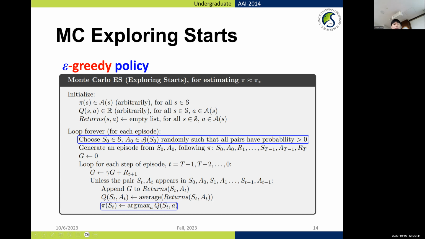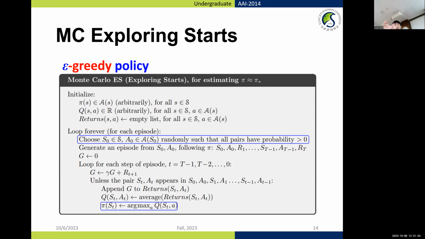So we just randomly select, so each action will be chosen randomly with a little bit of probability. Then we update the policy based on this Q, the action value function, right? Then that is the action that maximizes the Q. Then update the policy pi. So in this case, we actually need to assign a small probability to every action.